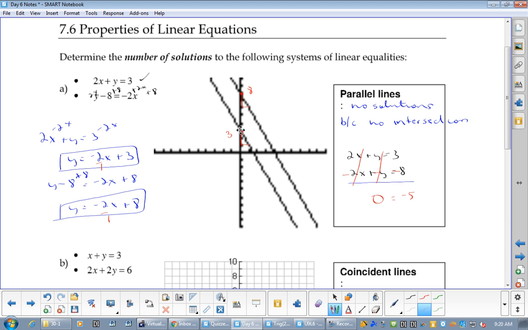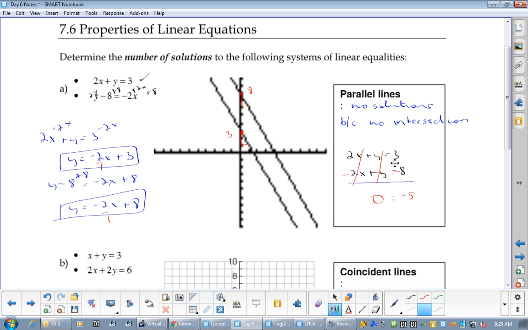Here's the scenario. When you have two parallel lines, both my x's and my y's cancel. Okay? So I need you to look at all of these things together. They both have the same slopes. Therefore, they are parallel. Therefore, they will have no solutions, because solutions mean intersections.